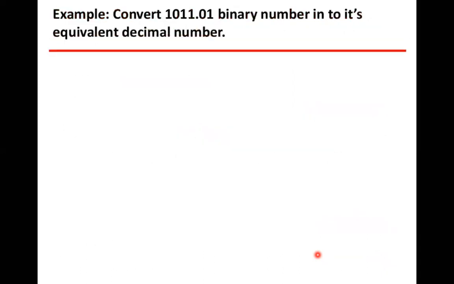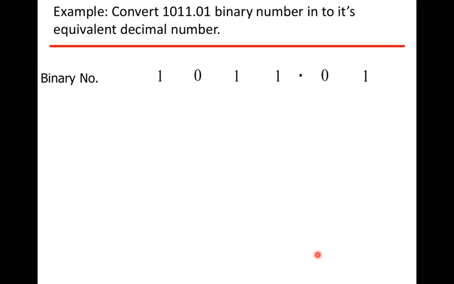Now let's see an example with the same. Convert the binary number 1011.01 to its equivalent decimal number. We have taken directly a fractional number here. So this is a binary number, 1011.01.